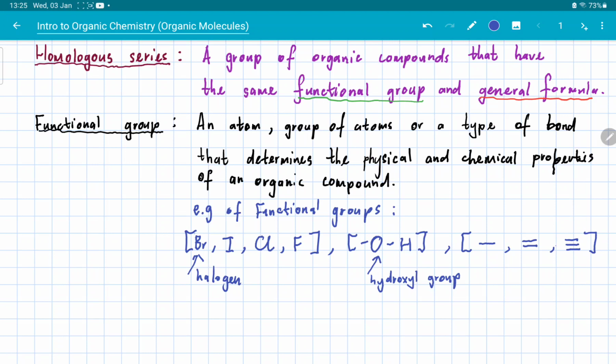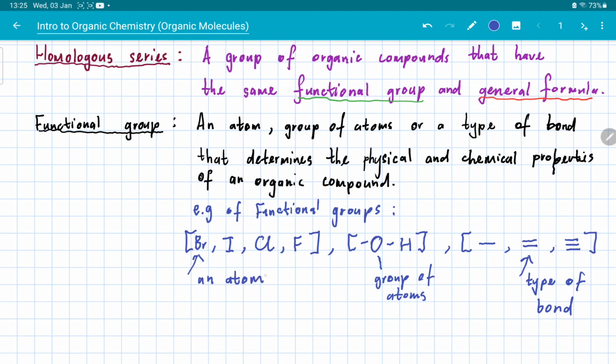What is it? Triple bond. Yeah. So this is the bond order. It's the bond order. Okay. Let's just say type of bond. So this one will be representing a group of atoms. This one will be representing an atom.